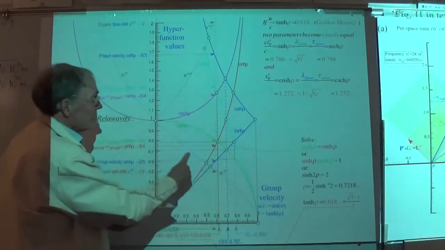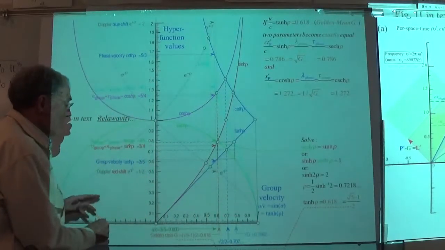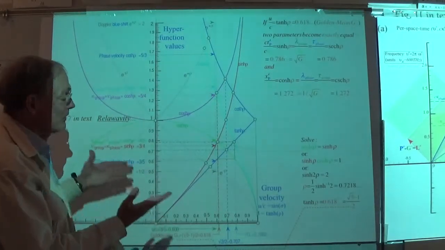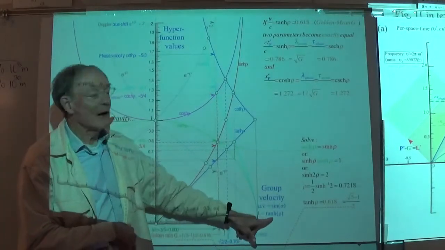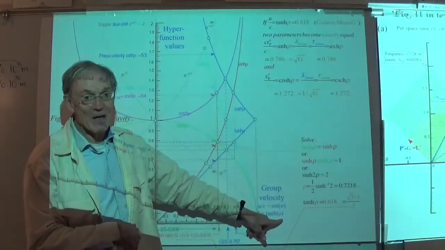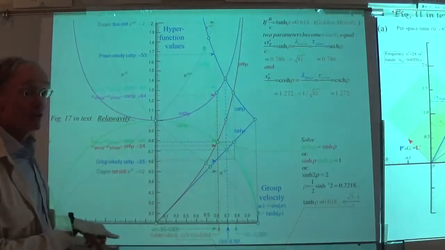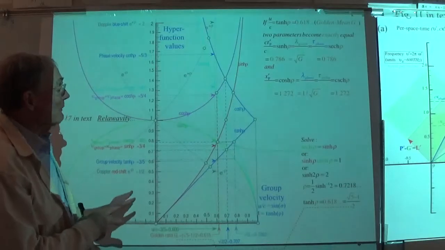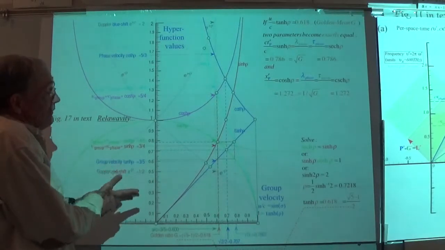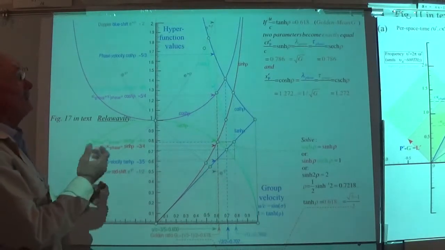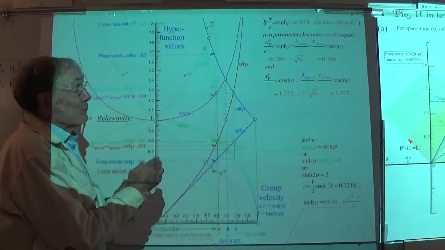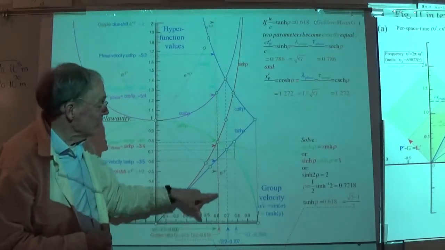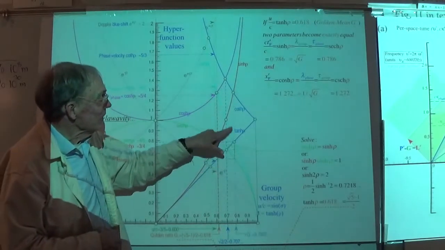Here comes e to the minus rho, and here goes e to the plus rho. It doesn't look like an exponential because it's a function of the hyperbolic tangent of rho. That's the group velocity, the usual relativity parameter. What's interesting to see is where they cross. That's of mathematical interest, but when you play with this, you can see little patterns that form when you get these coincidences here, here, and here.